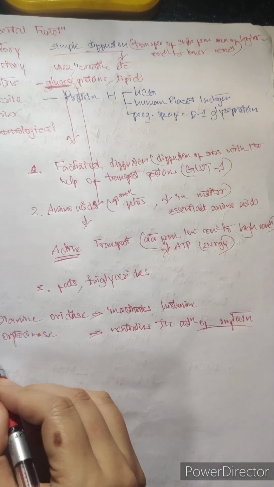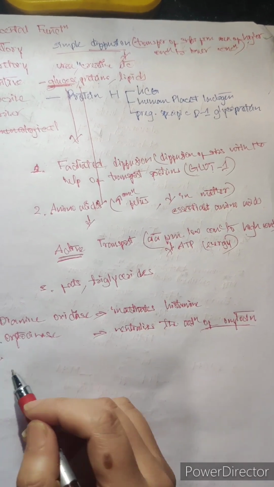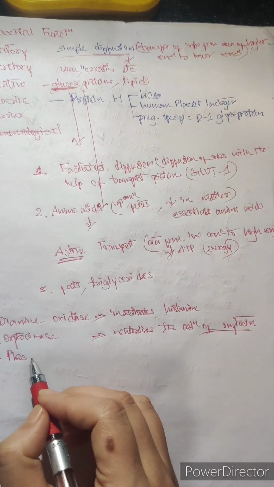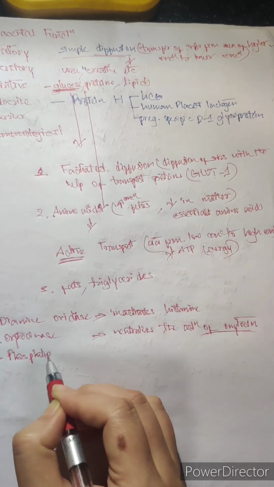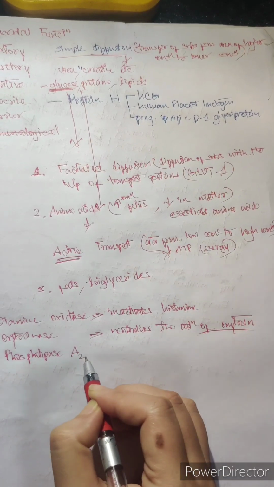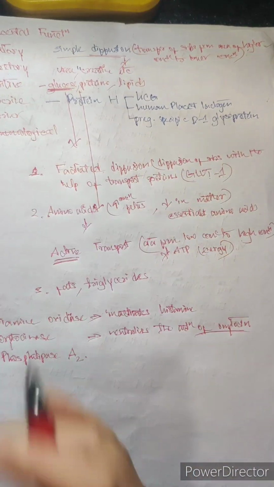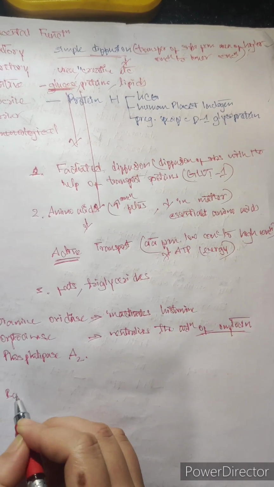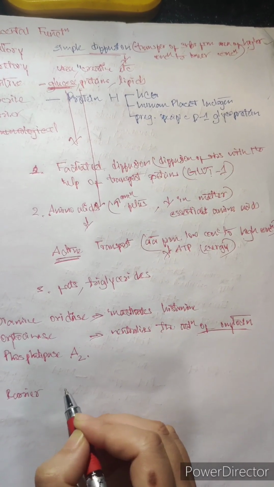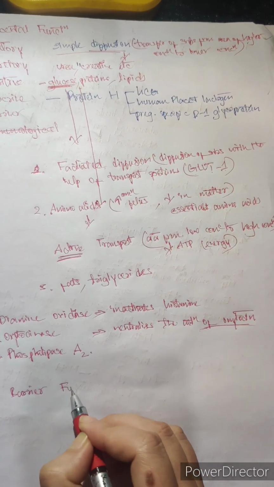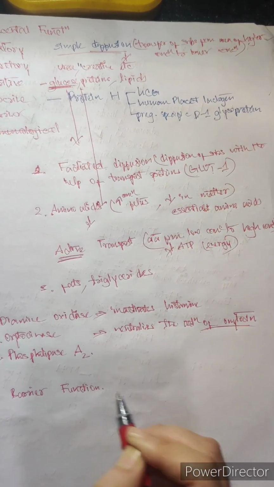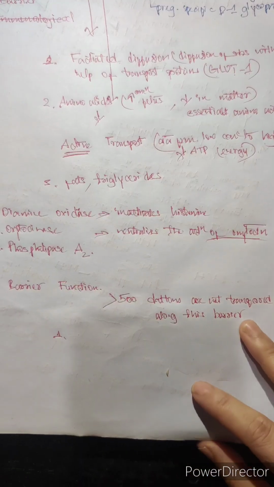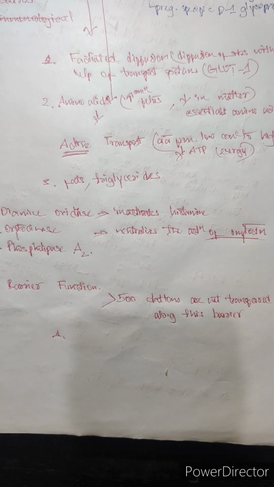So your third enzyme is phospholipase A2. Okay, so this is your endocrine function, and the last function is your barrier function.